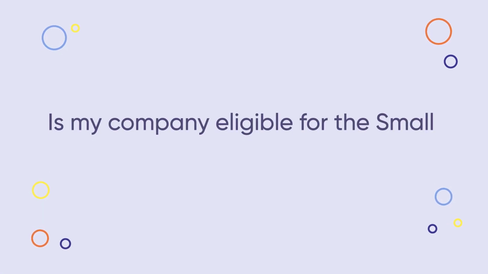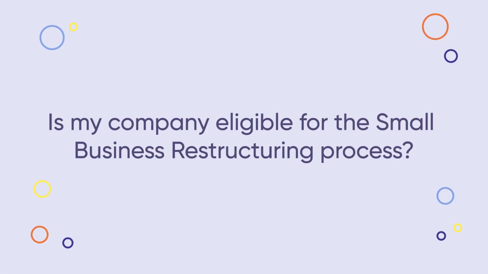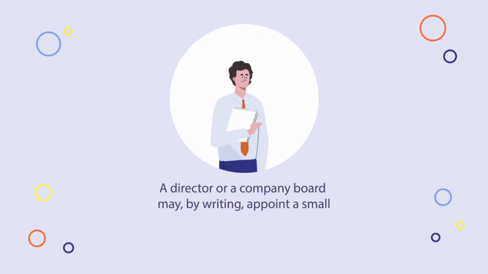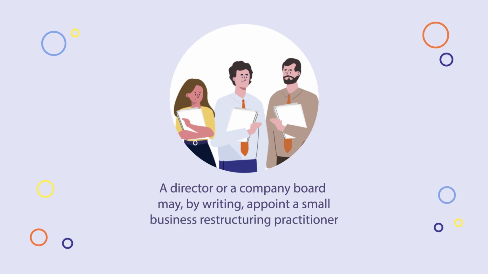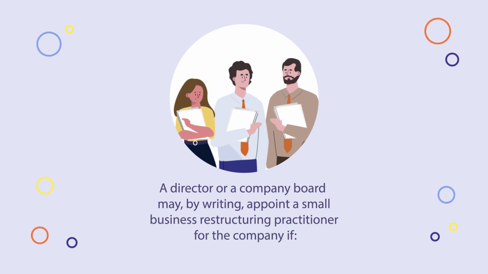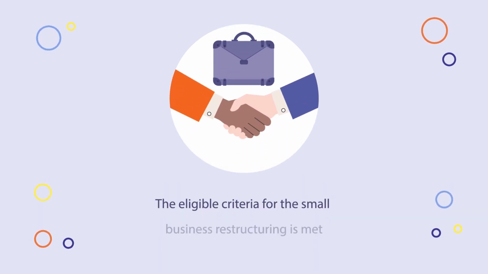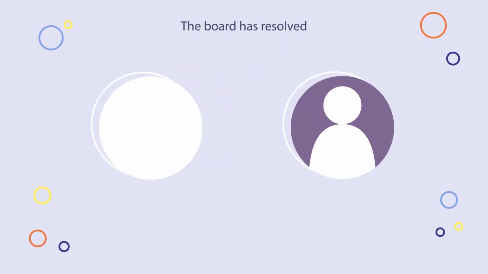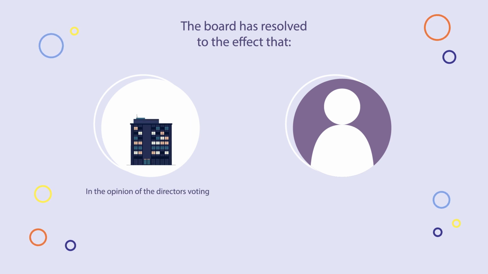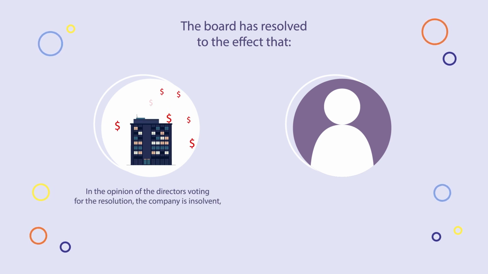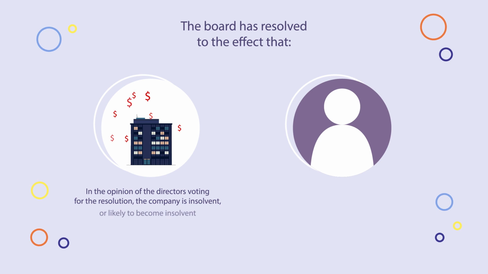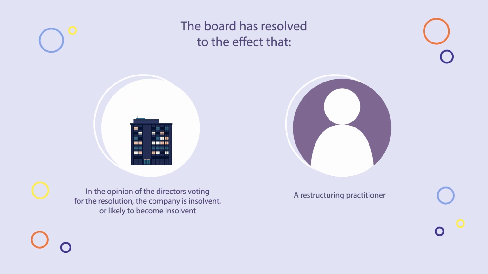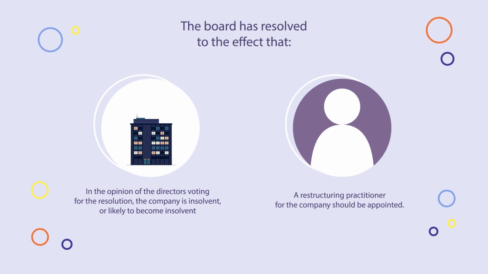Is my company eligible for the small business restructuring process? A director or a company board may, by writing, appoint a small business restructuring practitioner for the company if the eligible criteria for the small business restructuring is met, and the board has resolved that, in the opinion of the directors voting for the resolution, the company is insolvent or likely to become insolvent, and a restructuring practitioner for the company should be appointed.